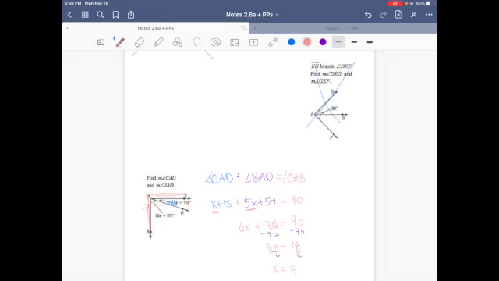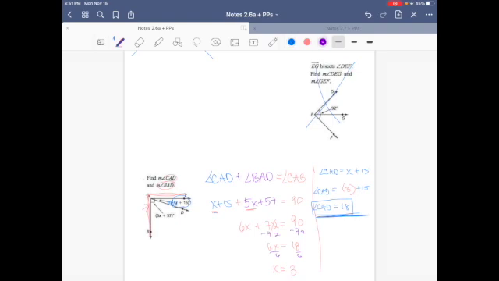Then we divide both sides by 6, and we get X equals 3. But it doesn't actually say to find X. What it says is find CAD and BAD. So then we have to plug this in. We said CAD equals X plus 15. If I know X is 3, then we say 3 plus 15, and 3 plus 15 is 18. So that's one of my answers. Now we have to find the other one.